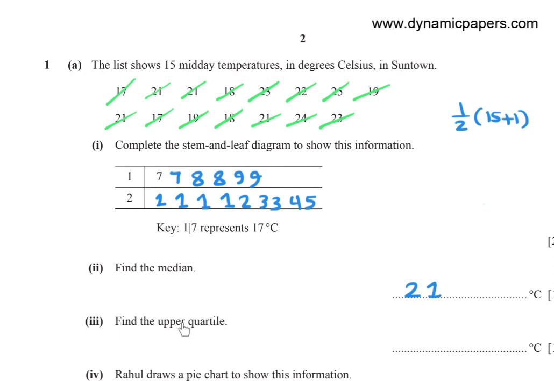Now how to find the upper quartile? We need to find the order for the upper quartile: 3 over 4 multiplied by n plus 1, which is 15 plus 1, which is 16. 3 over 4 times 16 equals 12. So we need to find the 12th value. 1, 2, 3, 4, 5, 6, 7, 8, 9, 10, 11, 12. The 12th value is 23. So the upper quartile is 23.